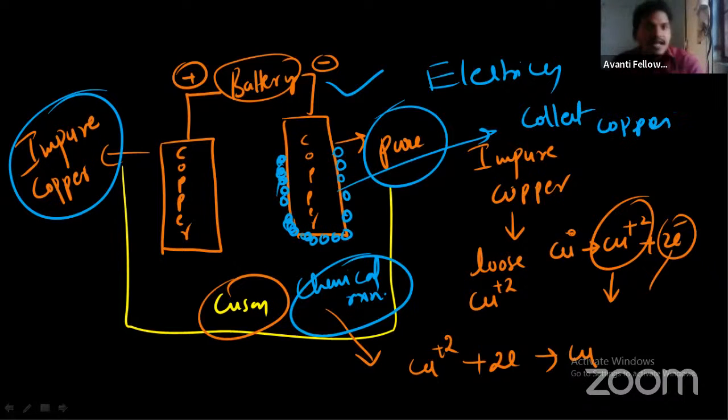So we can say that an electrolytic cell uses electrical energy to do a non-spontaneous chemical reaction. I hope everybody understands this one. So the electrolytic cell uses electricity to do a chemical reaction, and it is useful for applications. Do you understand this one, guys? Please do tell me in the chat box if you are clear with this.